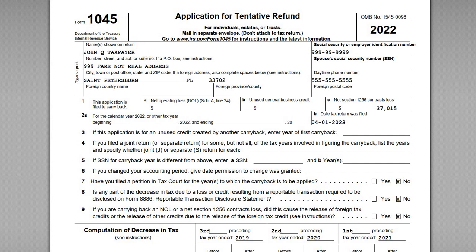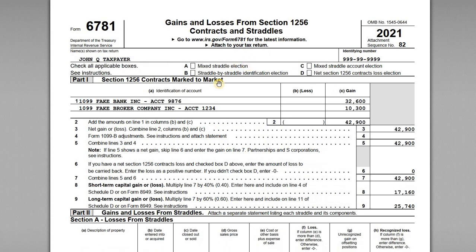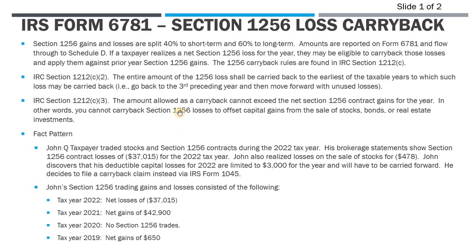So in addition to these items, I also have the 2019 original return for our taxpayer here. So you can see he had a gain here, and this is what we're going to be carrying back to. And then he also has gains for 2021 as well. So we'll go through these originals, we'll go through the amended 6781s, and then ultimately come back to this 1045. Now, in addition to the PDF documents, I do have two slides here covering some of the background on this carryback claim, and then again the fact pattern that we're going to be working with.